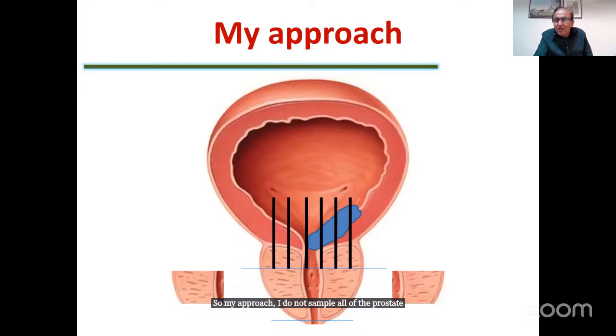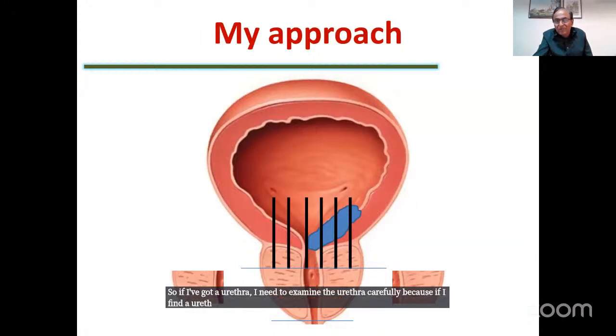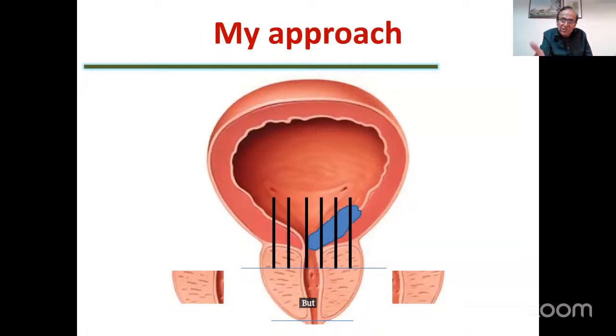What's more important than the prostate, to me, is the urethra, because of whether there's urethral CIS. If I have a urethra, I need to examine it carefully, because if I find a urethral tumor there, obviously that becomes important. But if I don't see any macroscopic abnormality, I am more interested in identifying urethral CIS, because that could have implications, especially if the patient is having reconstruction surgery, because that increases the risk of urothelial carcinoma recurrence later, rather than prostate.